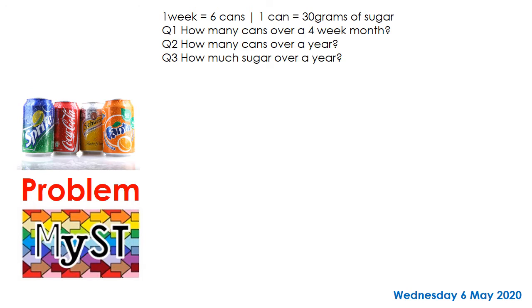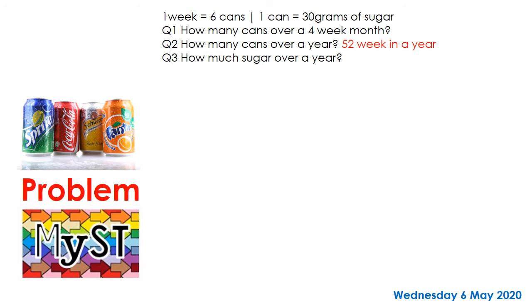The first piece of information I'm going to ask you is, to find how many cans over a year, how many weeks in a year? Do you know how many weeks there are in a year? It's not 48. There are, in fact, 52 weeks in a year. That's a useful piece of knowledge to have in your brain. See if you can remember that for the future.